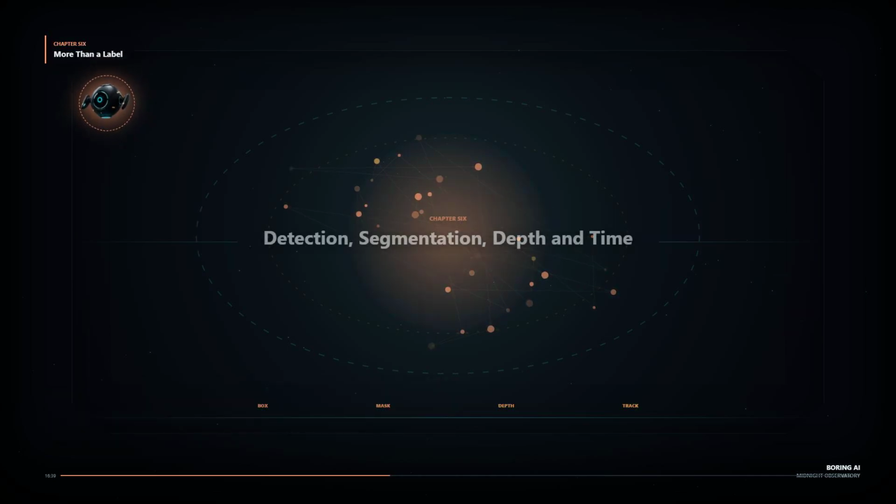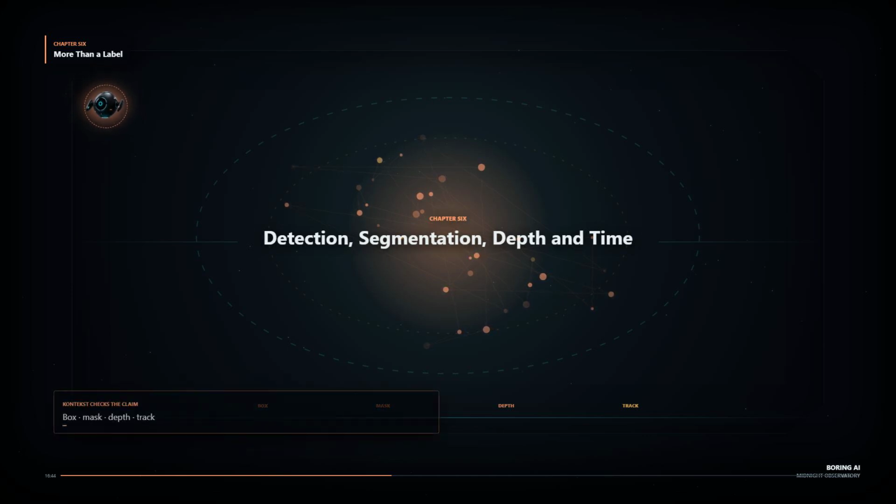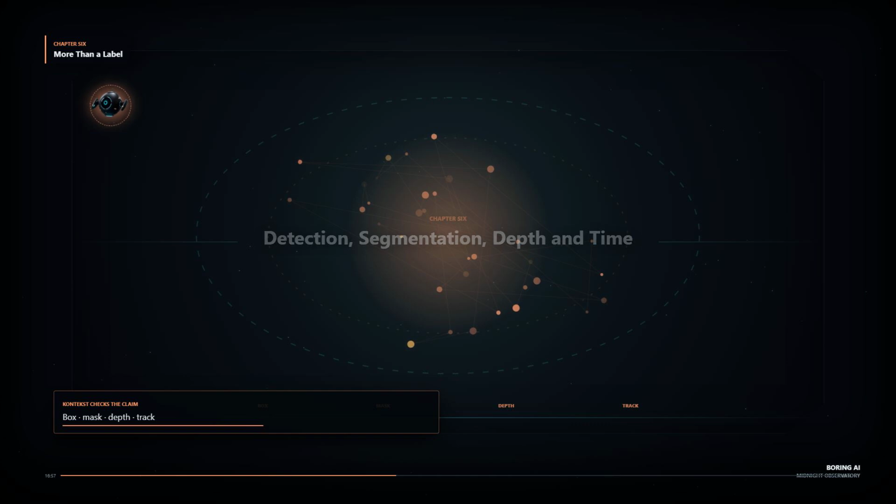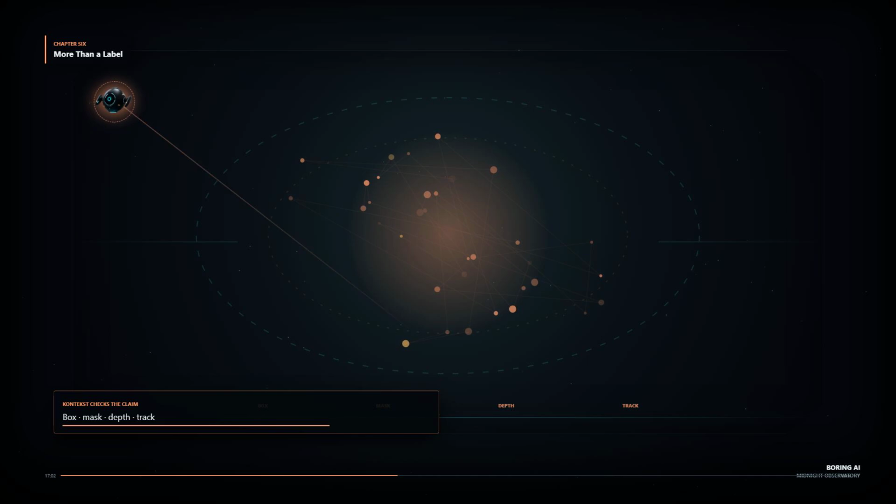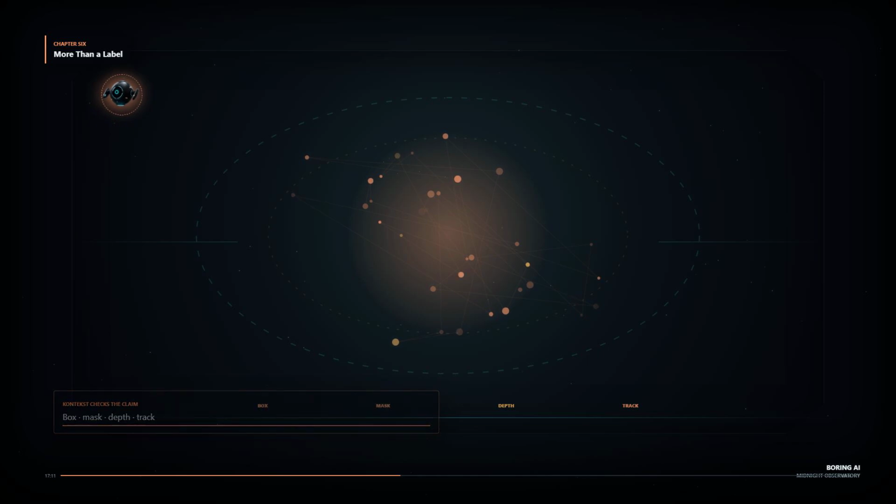Chapter 6: Seeing More Than One Thing. Real visual tasks require more than one label. Object detection asks where objects are. Segmentation asks which pixels belong to which region. Depth estimation asks about relative distance. Tracking asks whether an object in one frame is the same object in the next. These tasks use visual backbones, but their outputs preserve different kinds of structure.